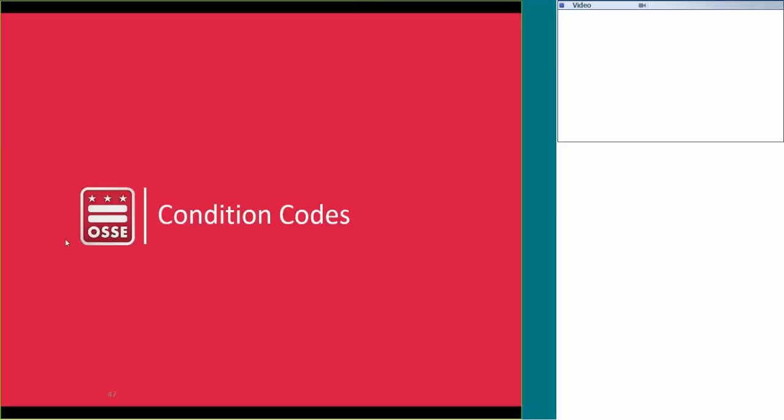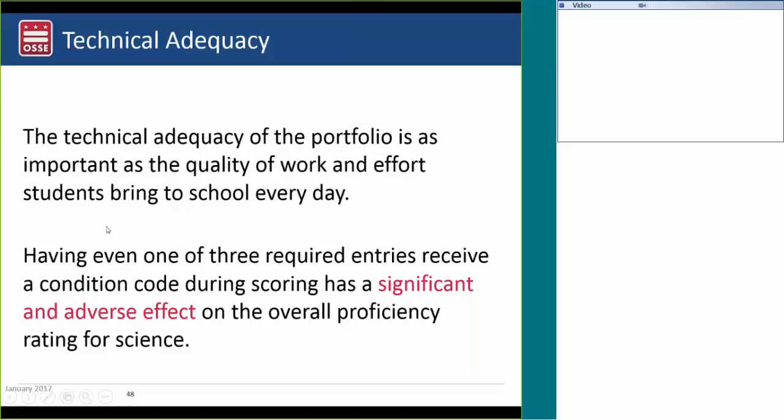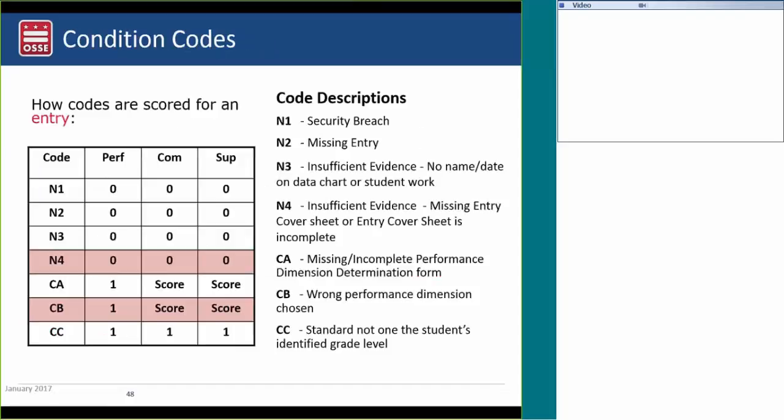Okay, let's talk about condition codes. We talked about this slide previously, when we talked about how if the entry cover sheet is missing or not filled out properly, the entry score is a zero. You can see how important this is. For those of you who were here yesterday, this will be a review, and a good review for those of you who have submitted portfolios in the past. These are the condition codes, and if the entry received a condition code, you should see that on your individual student report.